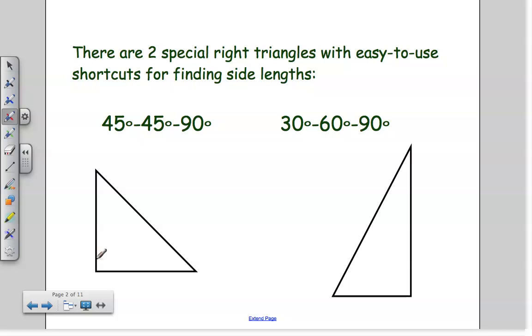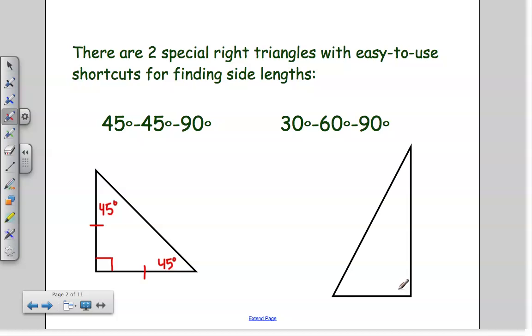So starting out with a 45-45-90, we have obviously a 90-degree angle because it is a right triangle. And if these other two angles, the acute angles, are both 45 degrees, it's actually an interesting triangle in itself. Because of the fact that we have two congruent angles, we also have two congruent sides. Remember, that makes it an isosceles triangle. In this case, the legs of that right triangle are congruent, and we're going to talk about some shortcuts to find all the sides here.